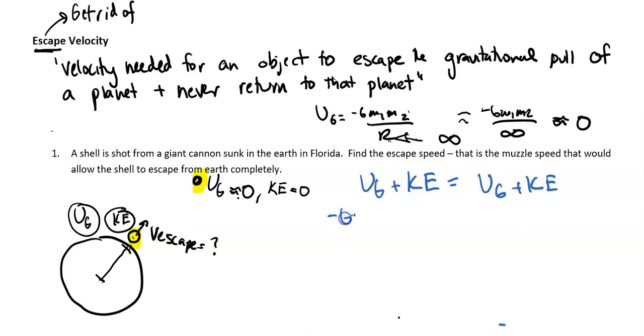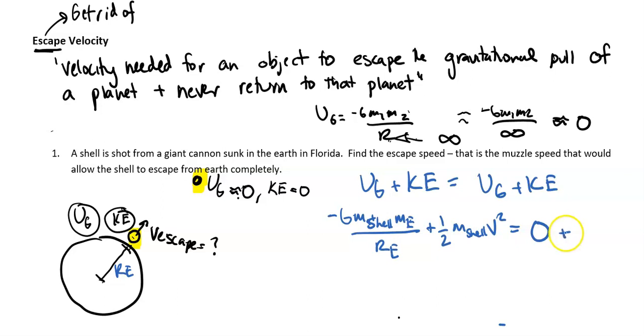UG again is negative G M. In this case, M1 is the mass of the shell. So negative G, mass of shell times mass of the Earth, over the radius of the Earth, since we start on the surface of the Earth, plus 1/2. What mass will I use? It's the shell moving, so mass of shell times velocity squared, equals UG, which we set at 0 when we're infinitely far away, plus KE, and you don't need to be moving to escape completely.